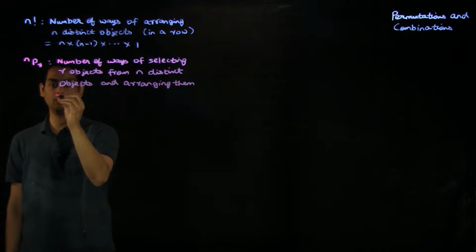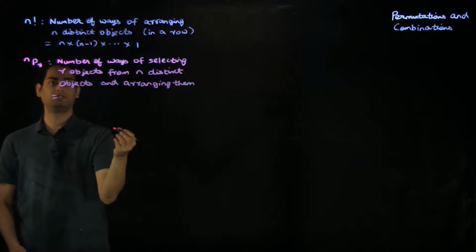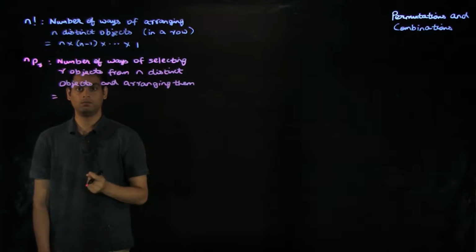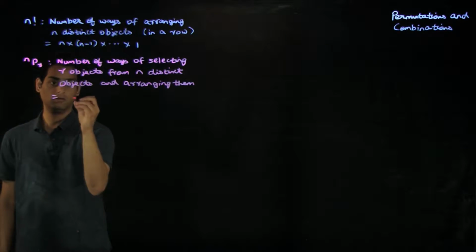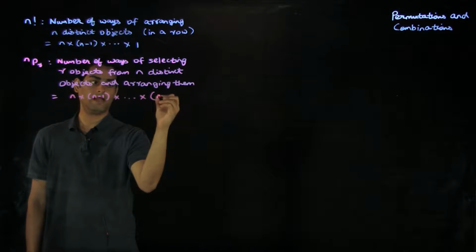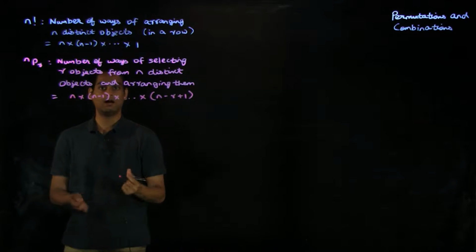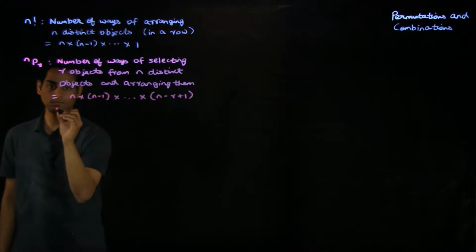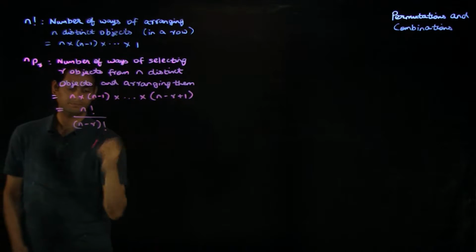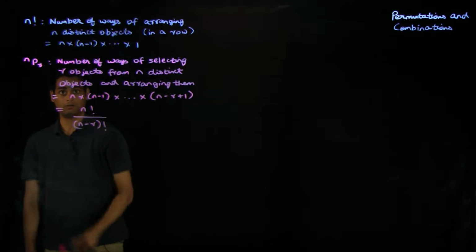So from the fundamental principle of counting, which we saw in our previous lecture, we have R positions and we have n distinct objects to fill in the R positions, and you have to do it without replacement. And so the number of ways is n times n minus 1 and so on till n minus r plus 1. This is the total number of ways in which you can select R objects from n distinct objects and arrange them. And this is nothing but n factorial divided by n minus r factorial. So this is the concept of NPR, which is a generalization of n factorial.